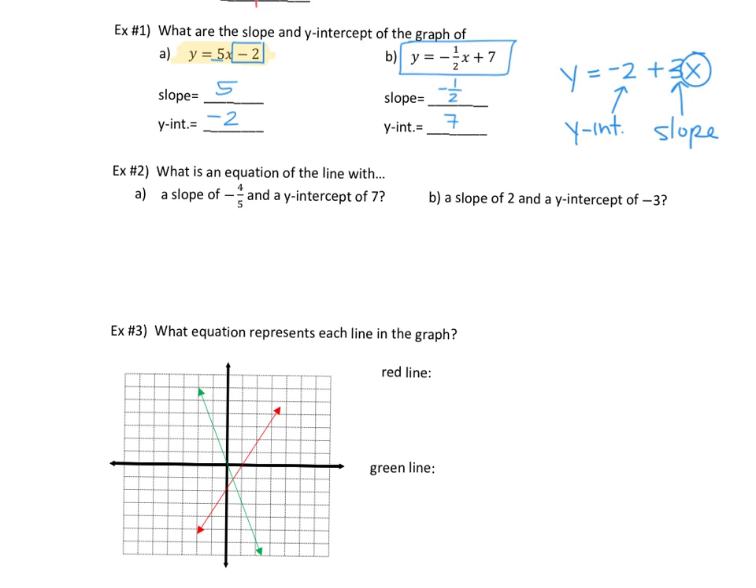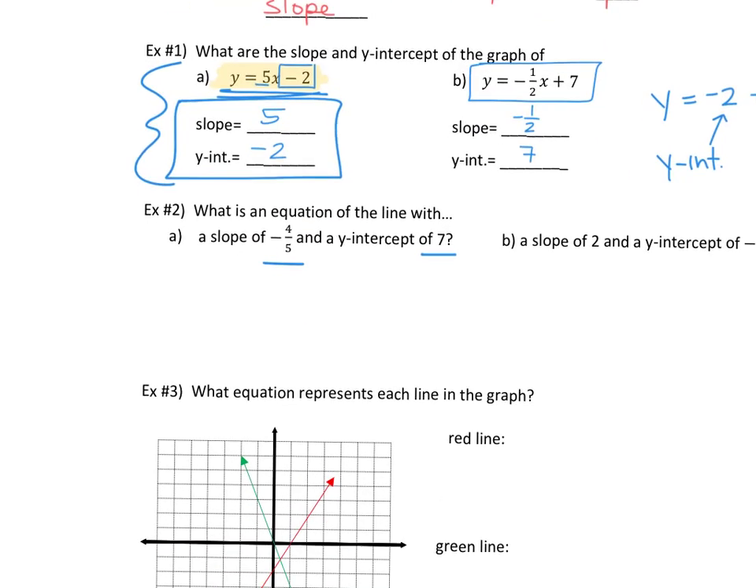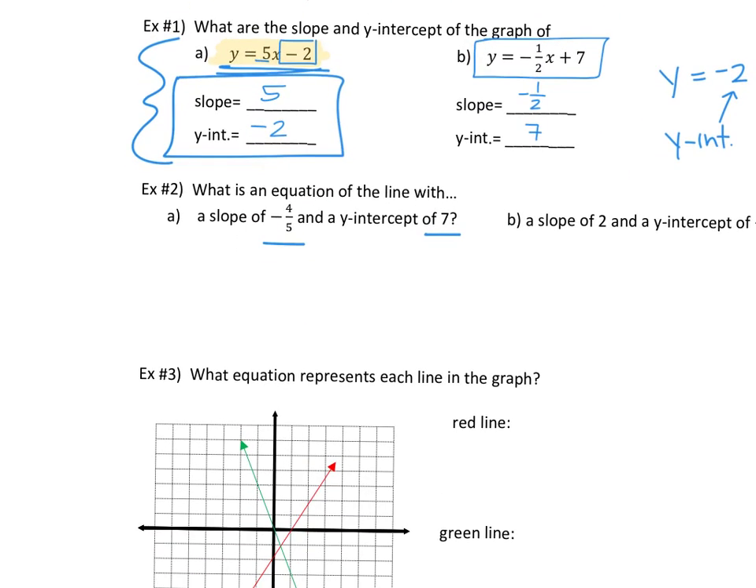Example 2. It says, what is an equation of the line with a slope of -4/5 and a y-intercept of 7? So it's this last problem in reverse. I'm giving you this, and you need to make it that. So if I'm giving you a slope of -4/5 and a y-intercept of 7, what is your equation going to look like? Y equals -4 over 5x plus 7. Right, the slope times x, and then plus 7, because it's a positive 7, okay? So this would be your equation.